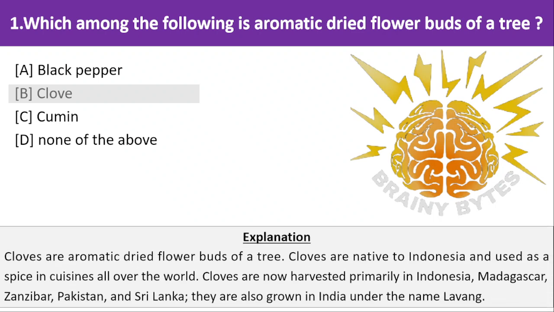Cloves are aromatic dried flower buds of a tree. Cloves are native to Indonesia and are used as a spice in cuisines all over the world. Cloves are now harvested primarily in Indonesia, Madagascar, Zanzibar, Pakistan, and Sri Lanka. They are also grown in India under the name long.